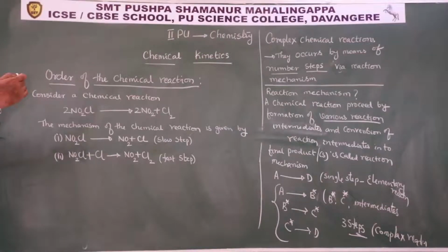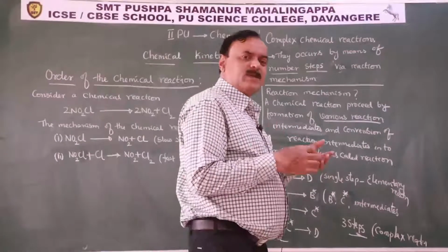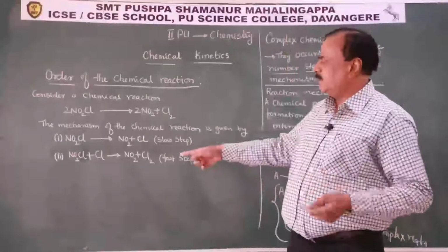If suppose the chemical reaction occurs by means of various stages, out of the first stage, second stage, third stage or fourth stage, one step is the slow step of the chemical reaction. That step is called the rate determining step. A chemical reaction occurs by means of various reaction mechanisms, as I mentioned.